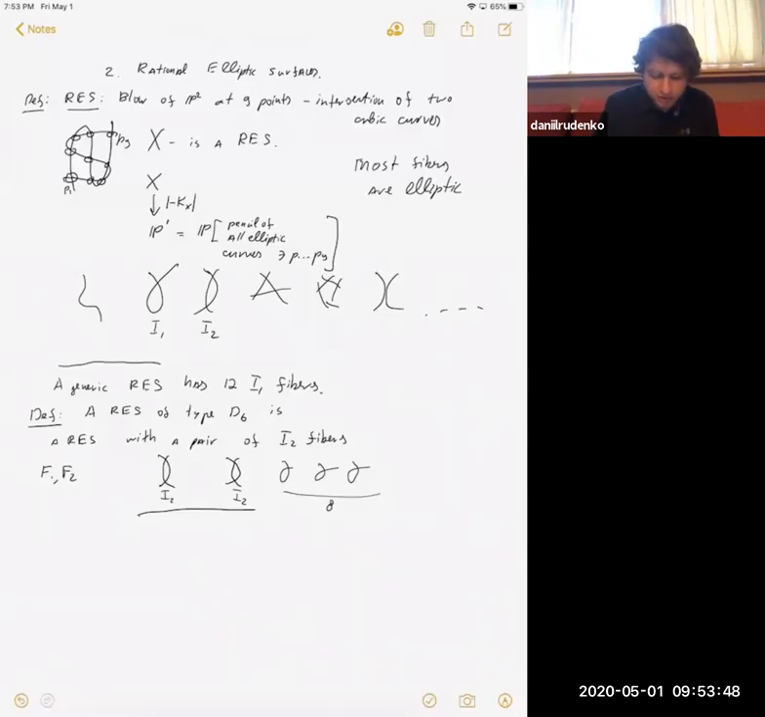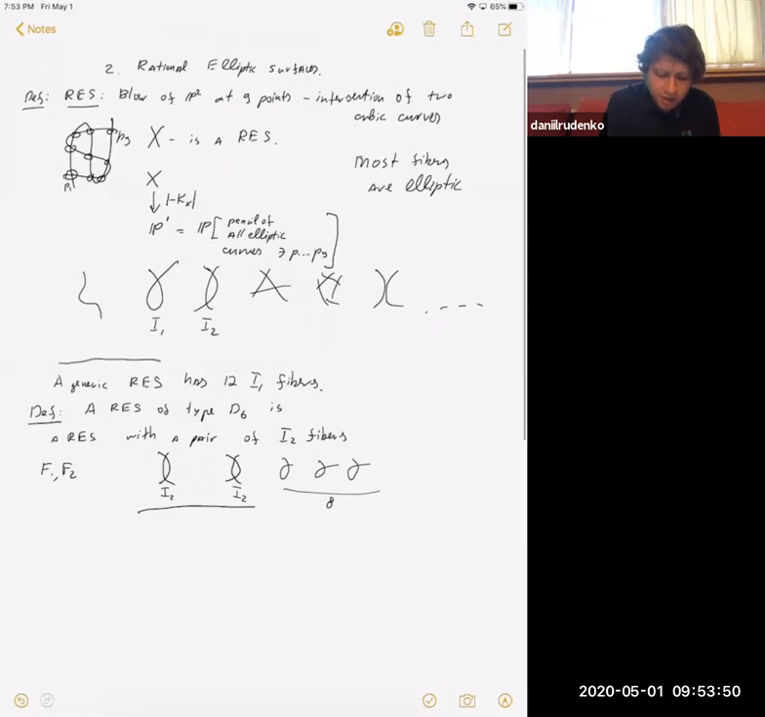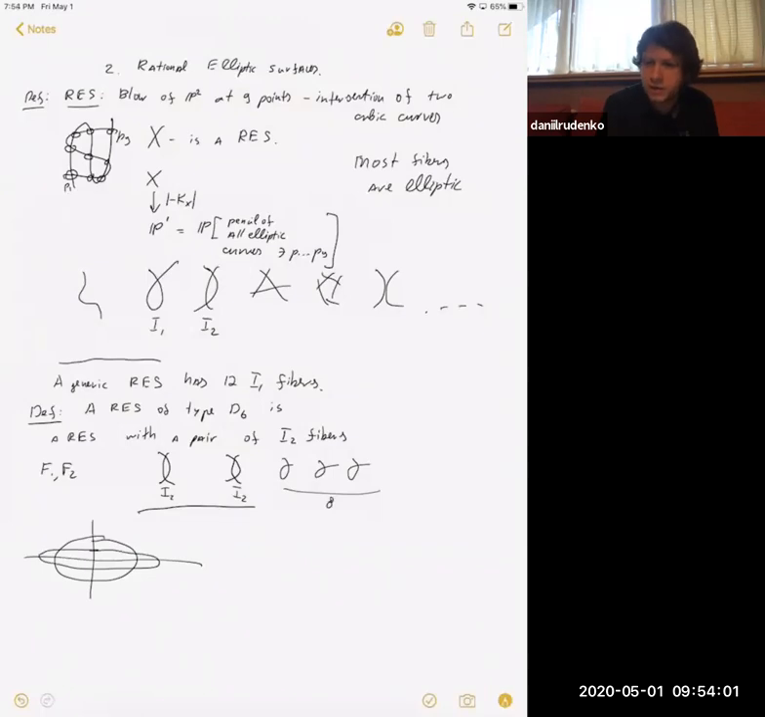And just to give an example, one can, for instance, just take both elliptic curves being reducible. So for instance, a union of an ellipse and a line intersected with another union of an ellipse and a line, and blow up the 9 points of intersection. And this will be an example. And all examples are obtained via this construction, so it's a pretty general case.